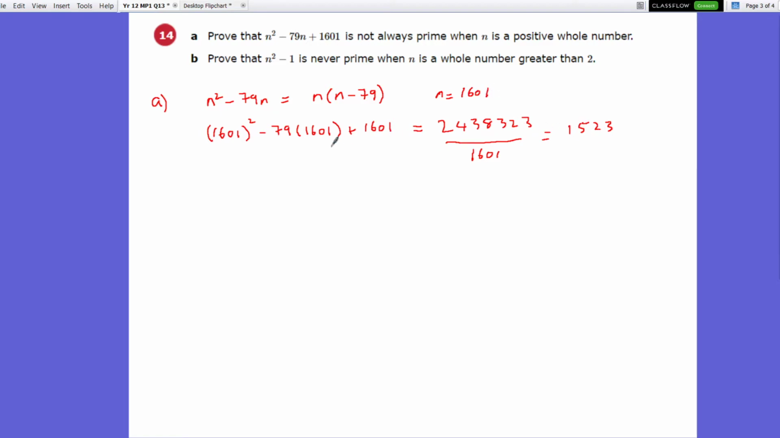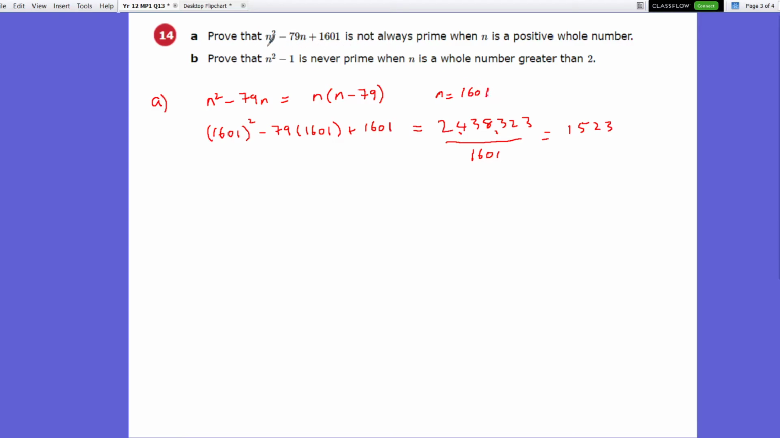So straight away you've got a counterexample. When I put n equals 1601 in it, I get the value 2,438,323, which is also a multiple of 1601.